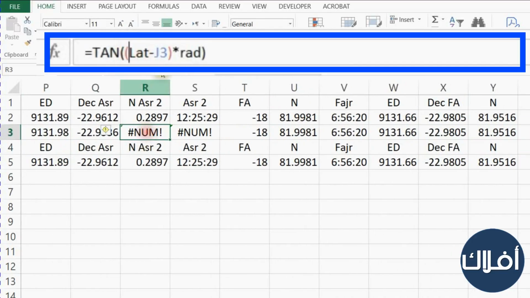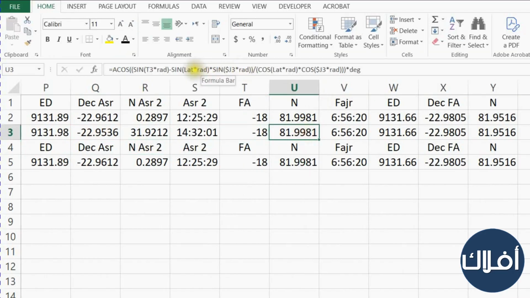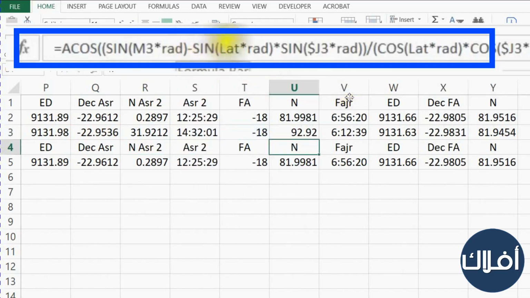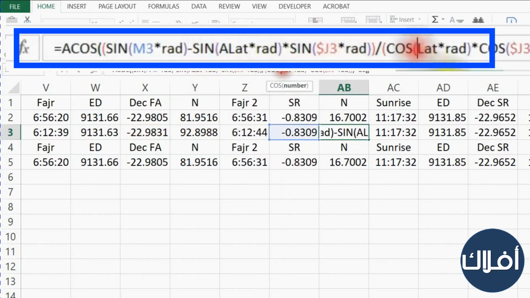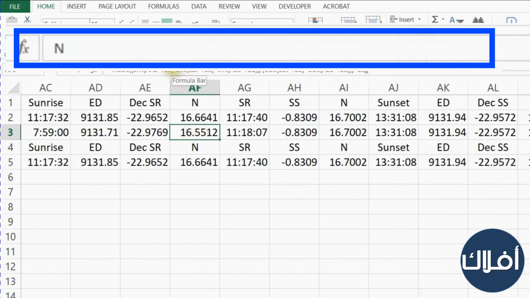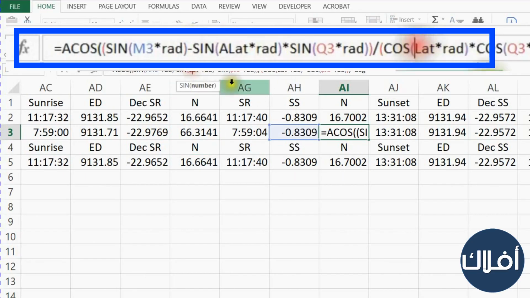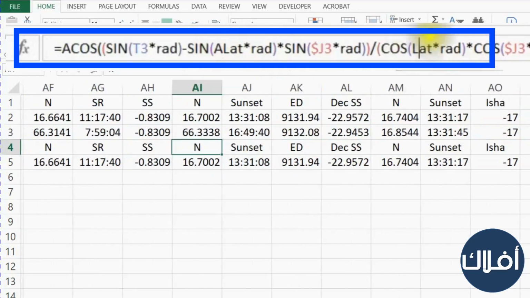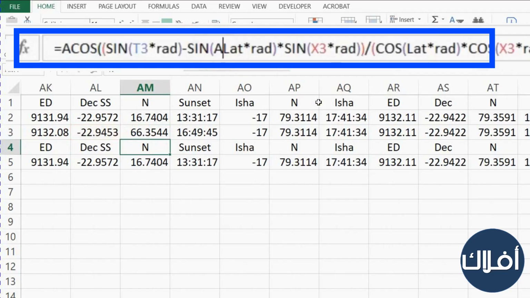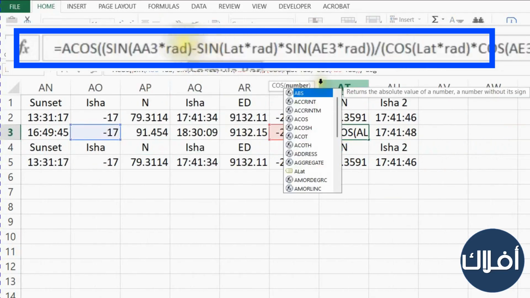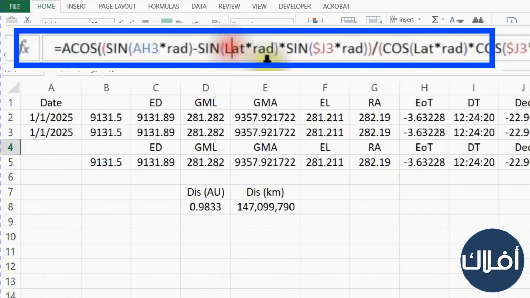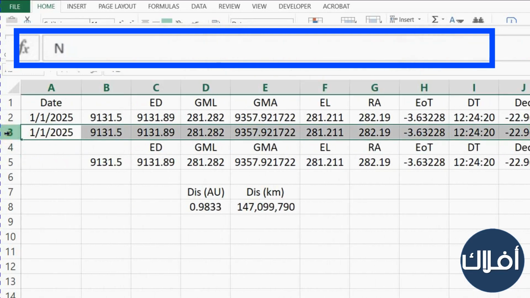Also in the second column for Fajr, then N for sunrise and the second N, then 2 columns for sunset, change lat to A-lat, and finally for Isha, and here. Now, this row calculates prayer times using the alternative latitude.